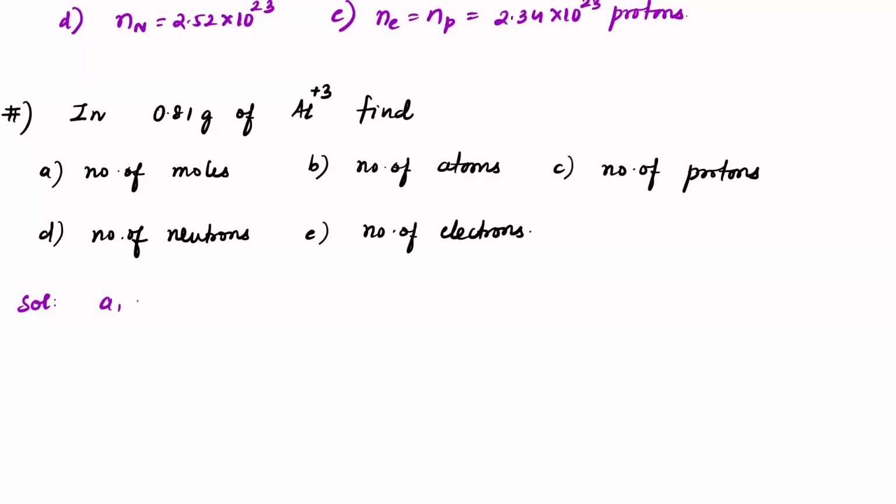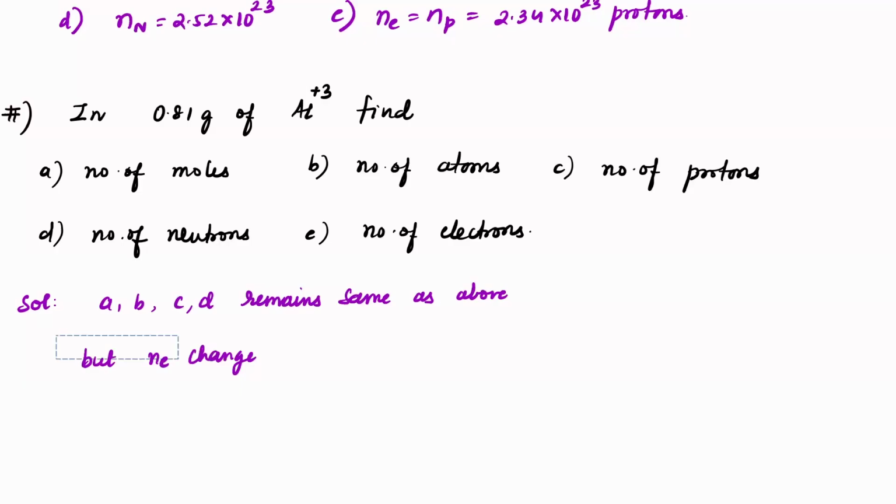A, B, C, D remain the same as above, but the number of electrons changes. So how many electrons will be present now? Check. Al plus 3 suggests that it has lost 3 electrons. So the number of electrons we currently have is 10.